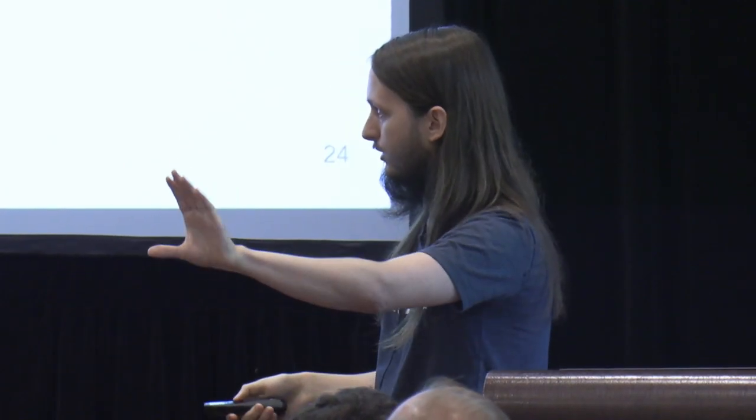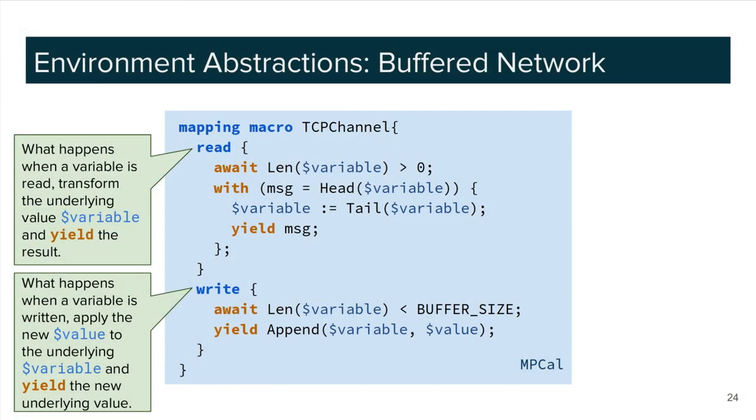And for write, you have variable again, which is the value right now of the variable that you're manipulating, the global one. Then you have value, which is the thing you're writing to it. And you can do whatever you like to make these two things match up. In this case, we do the thing that you have to do to simulate a network write with a buffer. So you await the buffer size being correct. And when you yield, what you're doing is you're assigning to the variable. So this all expands out to some pretty obvious PlusCal. But that's how this construct works.